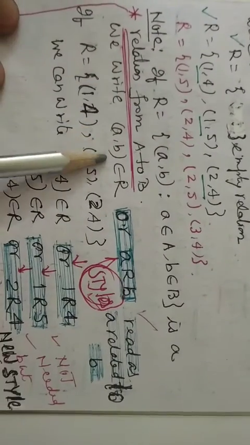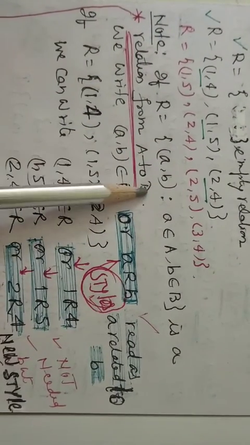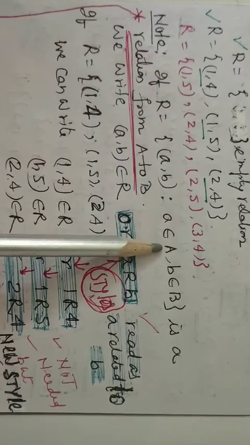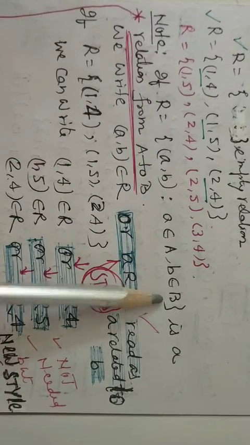Now if R is equal to (a, b), then a must belong to capital A, b belongs to capital B.